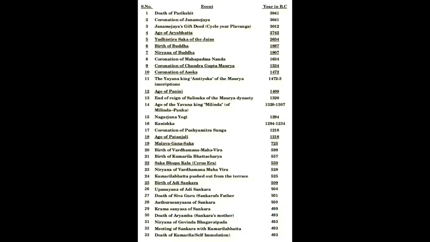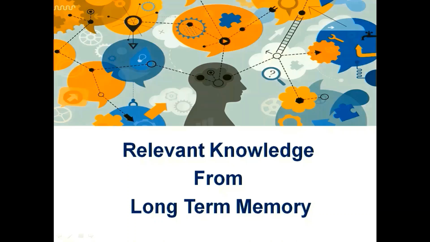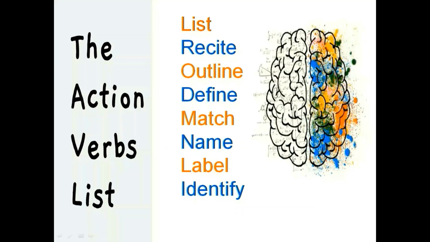For example, recognizing the dates of important events in Indian history. Number 2, recalling. The alternative name for recalling, according to Dr. Anderson, is retrieving. It is defined as retrieving relevant knowledge from long-term memory. Here are some examples of remembering with the action verbs.